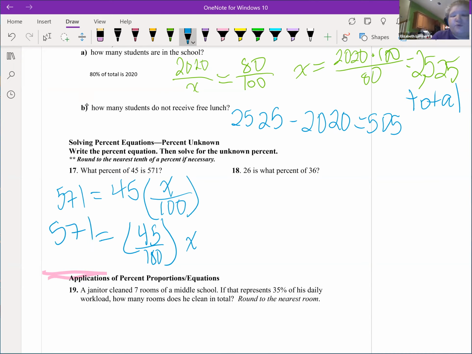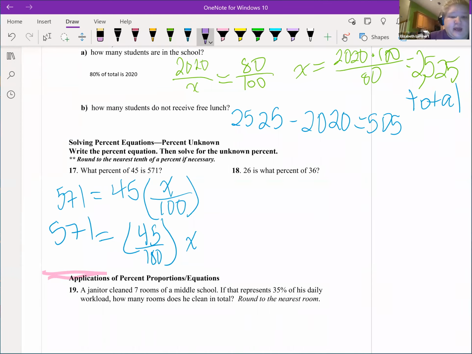So to solve, we're going to divide 571 by 45 over 100. Make sure to use your parentheses. 571 divided by open 45 over 100 close. Oh, well, yeah. 45 was the of number and 571 is the is number. We should be getting a ridiculous percent.